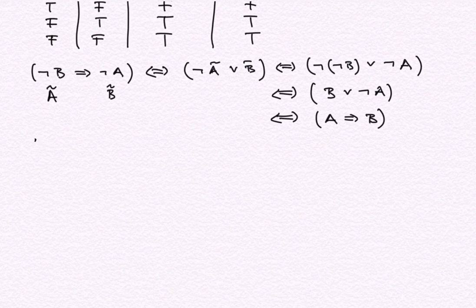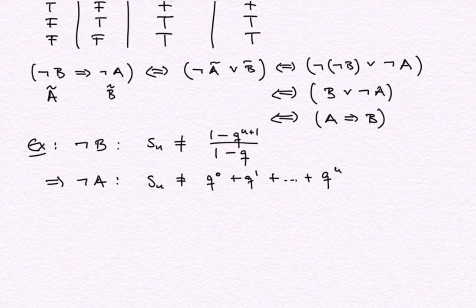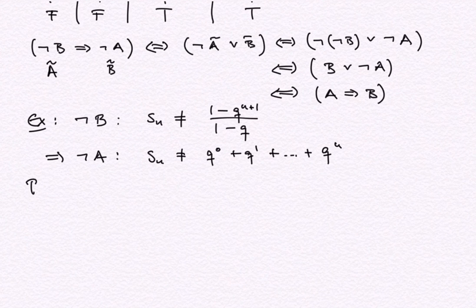So maybe that was a bit abstract. So let's go to our concrete example, the geometric series. And now we assume not B. That is, we say Sn not equal to (1 minus q to the n plus 1) divided by (1 minus q) implies not A: Sn is not equal to q to the 0 plus q to the 1 plus and so on plus q to the n. Okay, let's prove this.